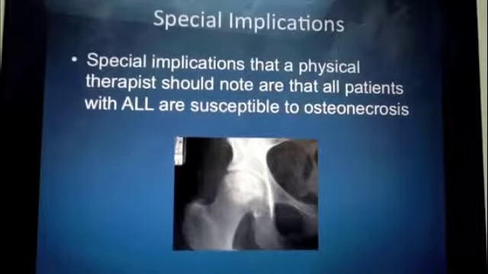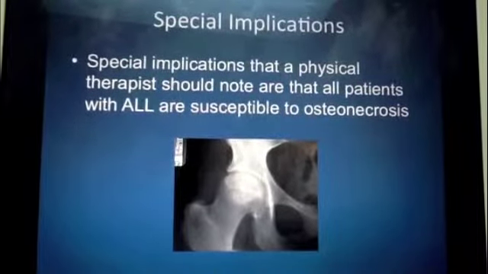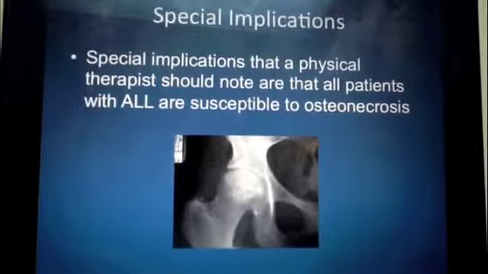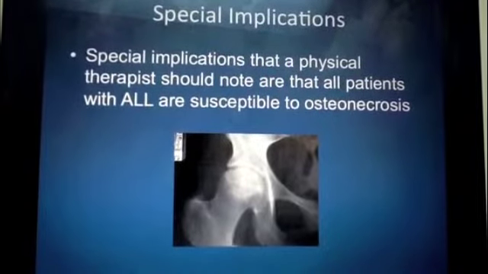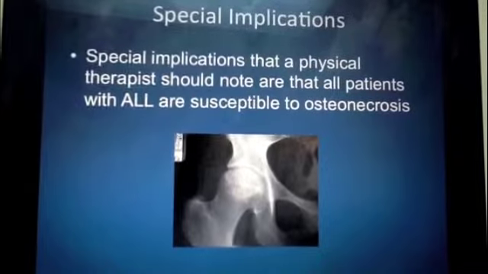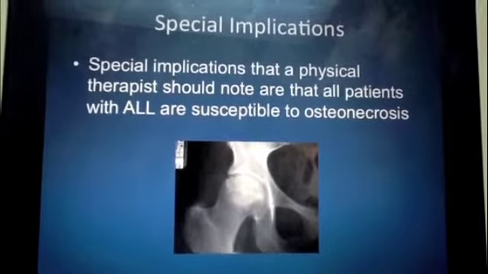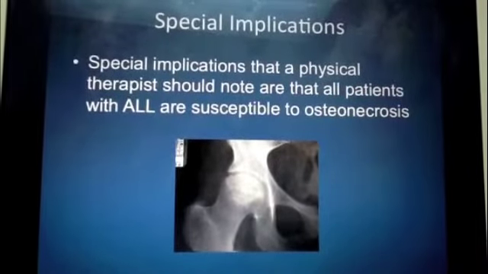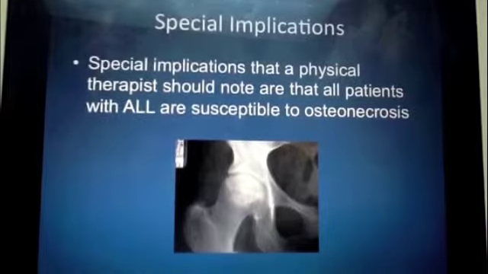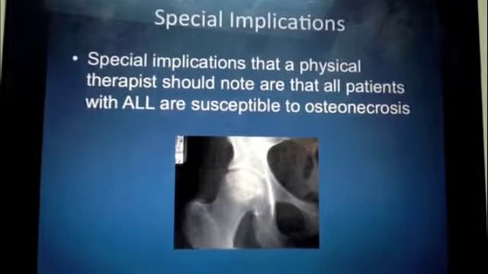Special implications that a PT or PTA should be aware of are that all patients with ALL are susceptible to osteonecrosis. So you have to be aware of the signs and symptoms of osteonecrosis, and also be aware of their chart. If it says they have osteonecrosis, then you have to be able to change your activities or modify the weight bearing or modify the exercises for the day.